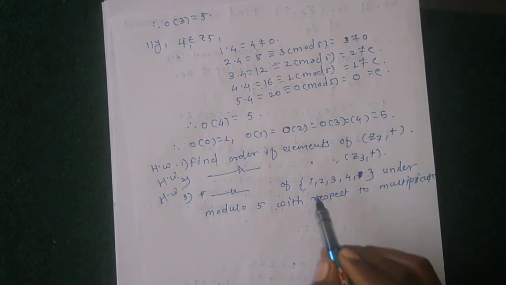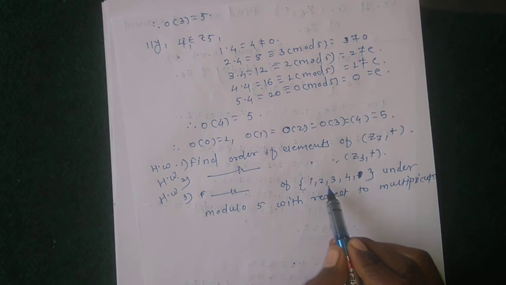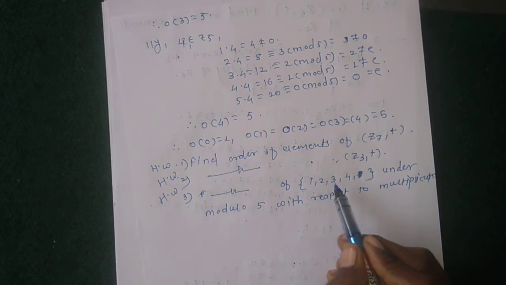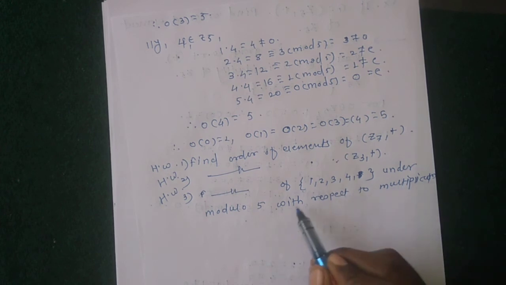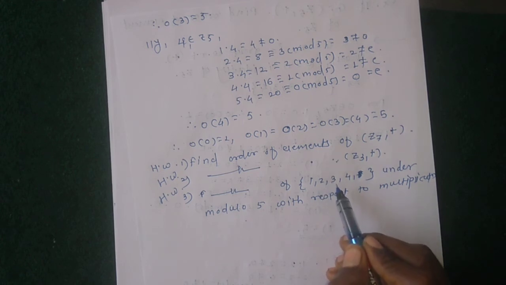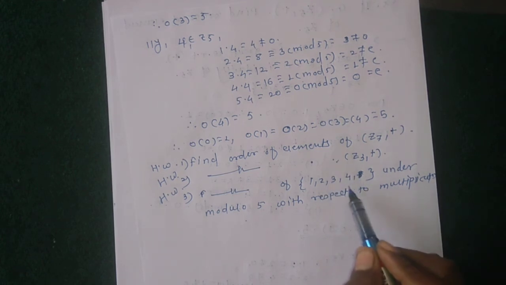find the order. 1 has order 1. 2 has order 4, because 2 square equals 4, 2 cube equals 8. 8 is congruent to what under modulo 5? 3. 2 raised to 4 equals 16. Means the order of 2 is 4, because 16 is congruent to 1 modulo 5.